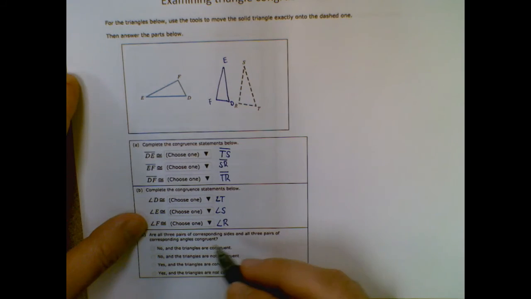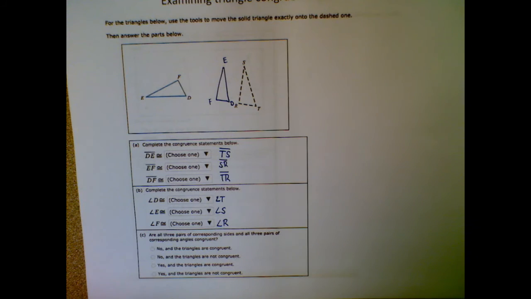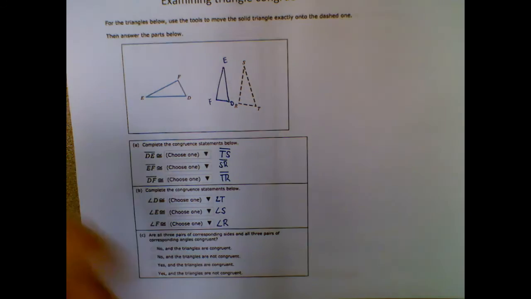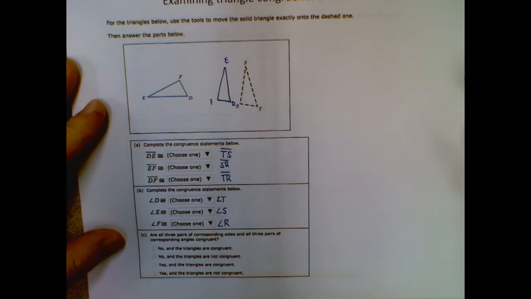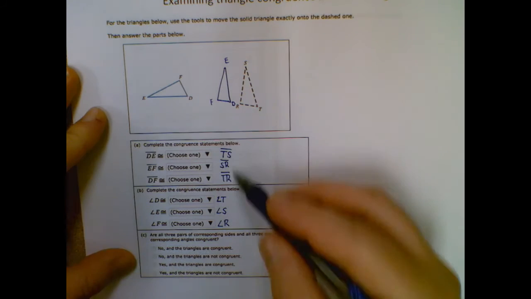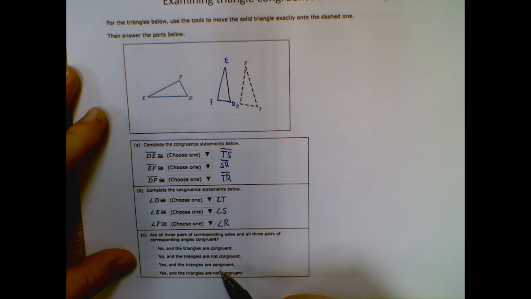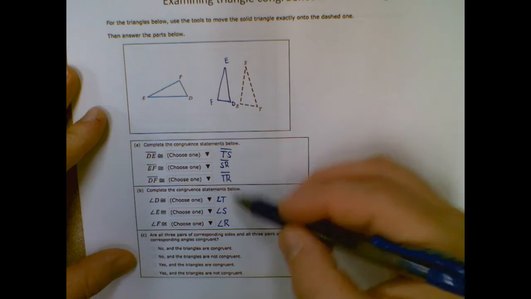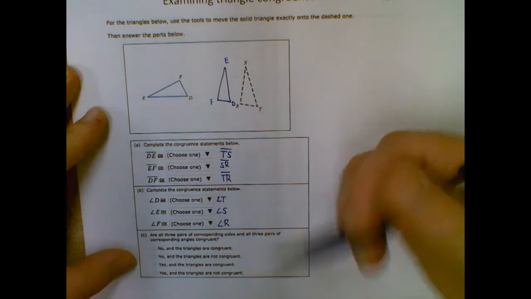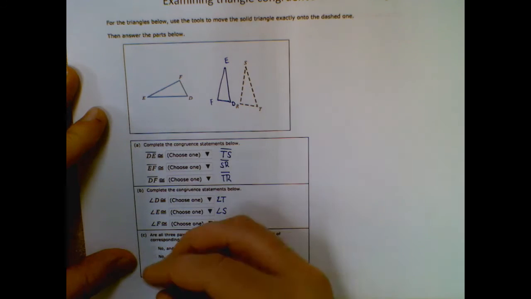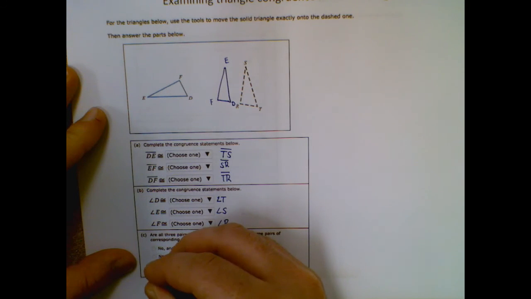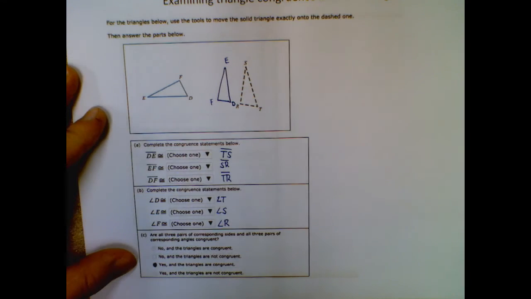All right, are all three pairs of corresponding sides and all three pairs of corresponding angles congruent? Okay. So looking at these then, are they all congruent? Yes, and the triangles are congruent. So if all six of these things work, then that means they are congruent. So since they are all going to match when you line it up, yes, and the triangles are congruent.